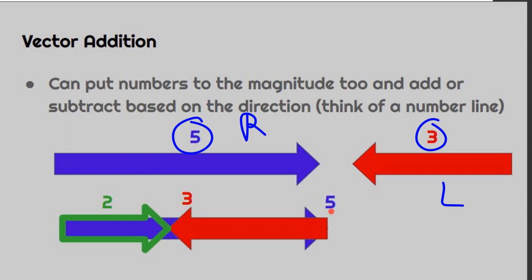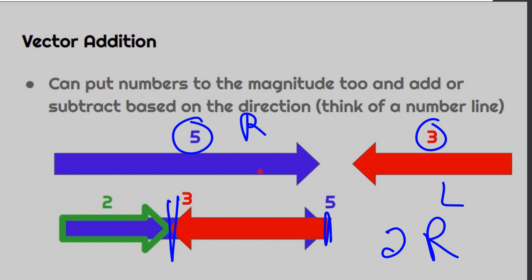So if I put this one on top of here, you'll notice that there's some left over. If I have some left over, it is whatever direction the one underneath was. So it was going this direction. So 2 to the right.